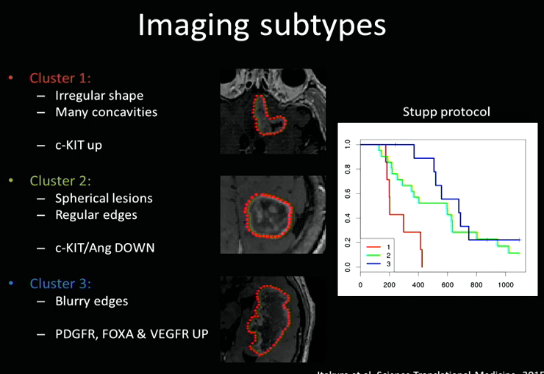Finally, we also investigated the survival correlation of each of these three subtypes, and we found that cluster 1 has a poor survival, which you can see here, and cluster 2 has an intermediate survival, whereas cluster 3 has the best survival.